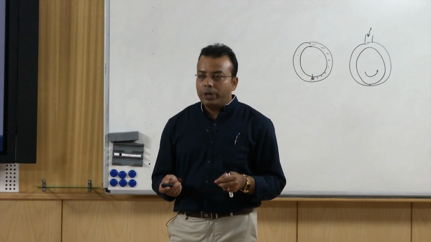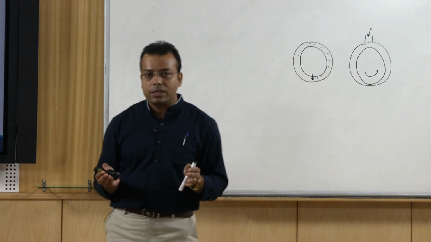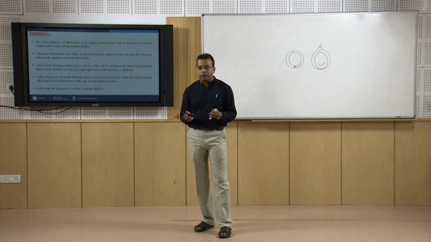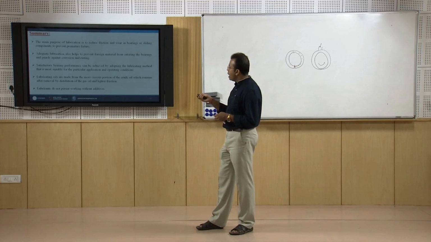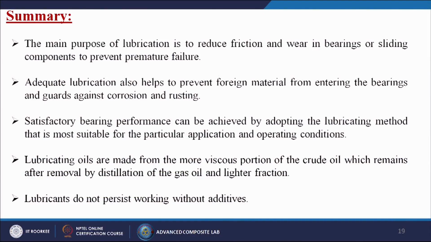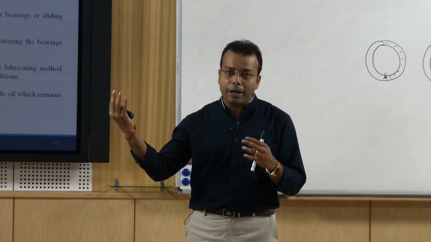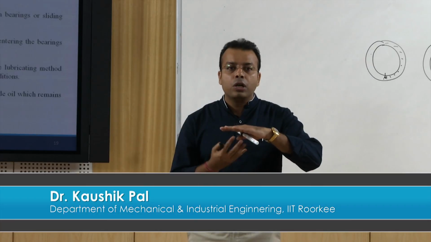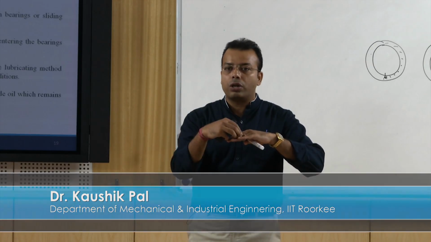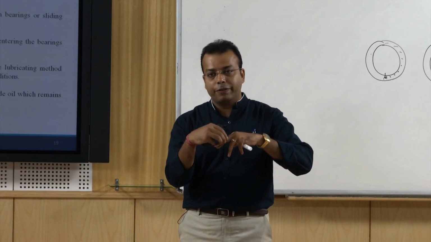Then in summary, we can say that the main purpose of lubrication is to reduce the wear or friction between the mating parts, so that the life of the parts, surfaces, or any engine or machine can be increased. Adequate lubrication also helps to prevent foreign material from entering the bearings and guards against corrosion and rusting. Yes, of course, because it will create a film so that the bearing or piston does not come directly into contact with the environment, and it makes a coating so that other particles or impurities do not come directly into contact with the mating surface.